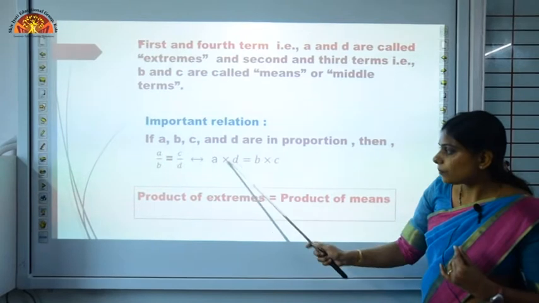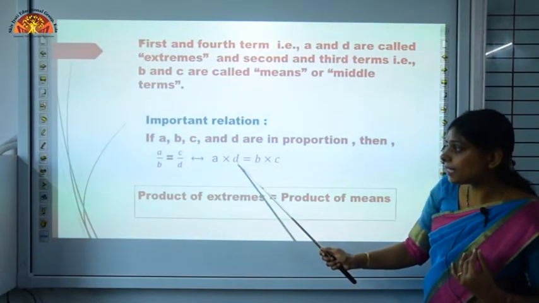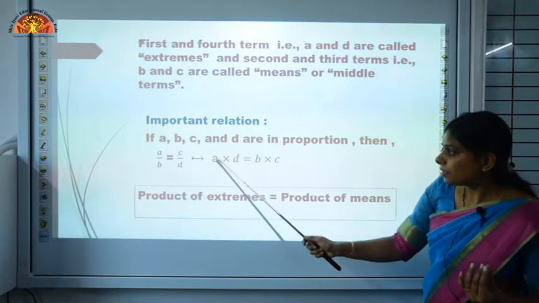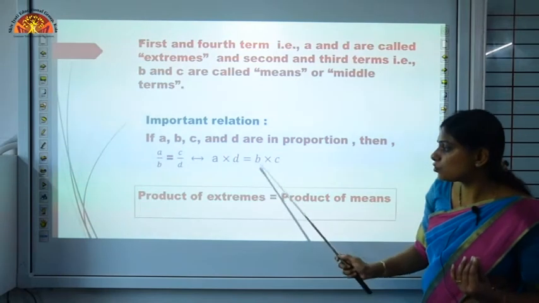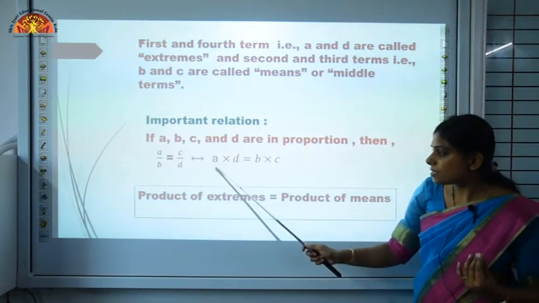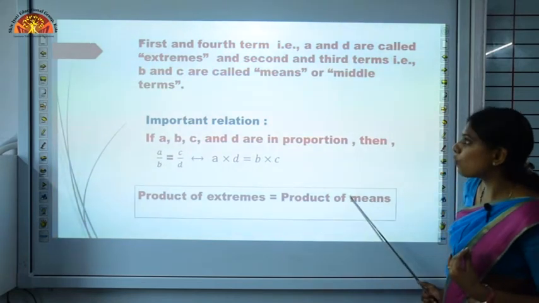That is A and D are known as the extremes, and A into D we are just cross multiplying. That is A into D equals B into C. That is, product of extremes is equal to the product of means.